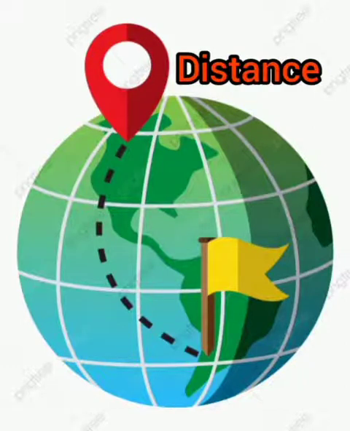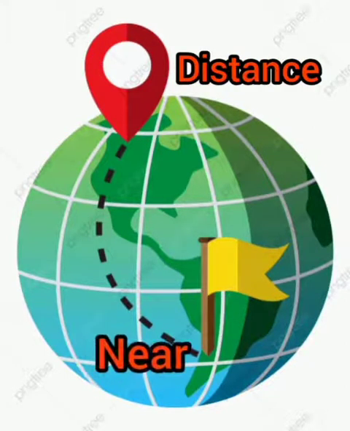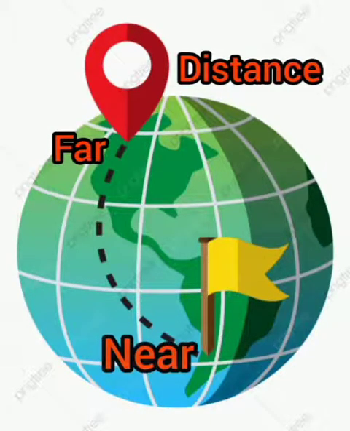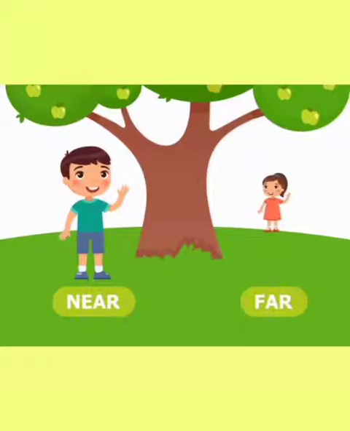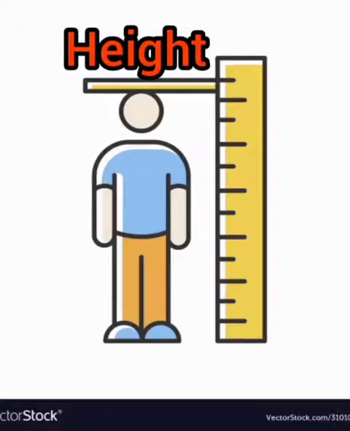To compare distance, we use the words near and far. Let's see the example. The boy is near the tree and the girl is far from the tree. So, which words do we use to compare distance? Near and far. Now let's learn about height.